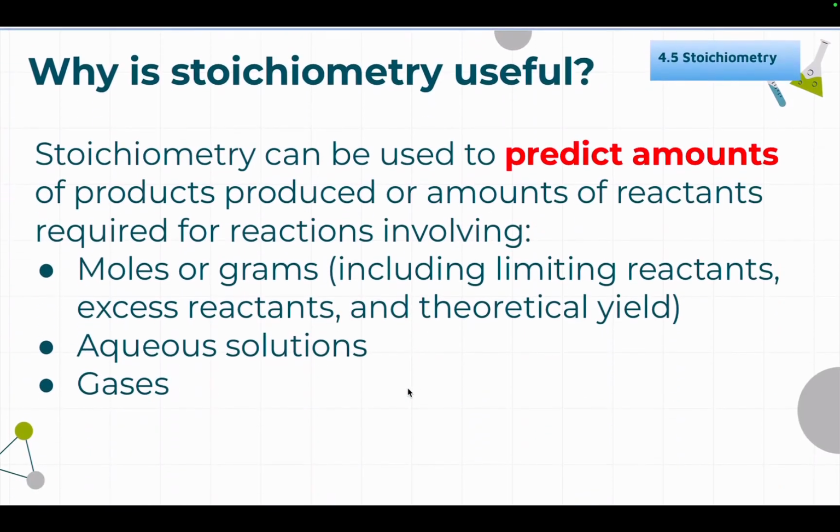Like I was saying earlier, stoichiometry is useful. It can predict how much product, how much reactant, and also how much is left over, and we will cover limiting reactants right now. It can tell us how many moles, how many grams. We can also use stoichiometry of solutions with molarities, and we can use stoichiometry with gases.